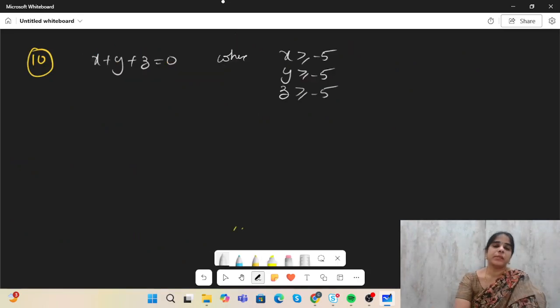Now my question is x plus y plus z equal to 0, where x is greater than or equal to minus 5, y is greater than or equal to minus 5 and z is greater than or equal to minus 5.